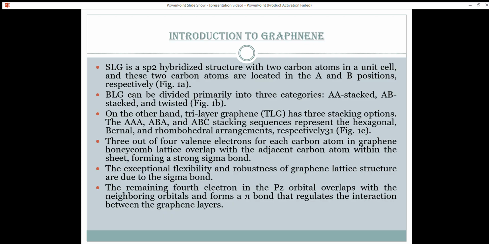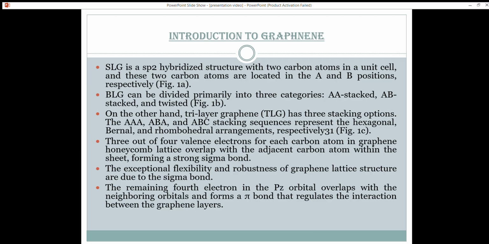So this Bernal stacked bilayer graphene can be primarily divided into three categories: AA stacked, AB stacked, and twisted. On the other hand, TLG, trilayer graphene, has three stacking positions: the AAA, ABA, and ABC stacking positions. These represent the hexagonal, Bernal, and rhombohedral arrangements, which we will see in our figure.